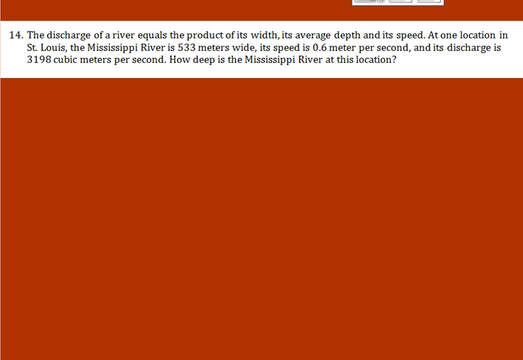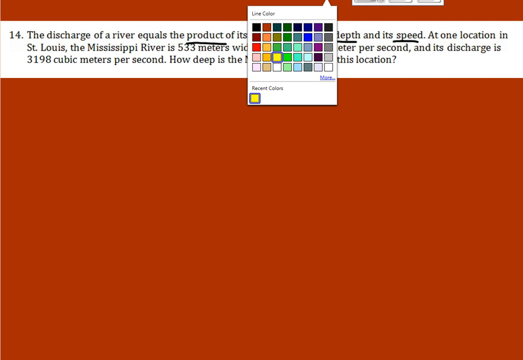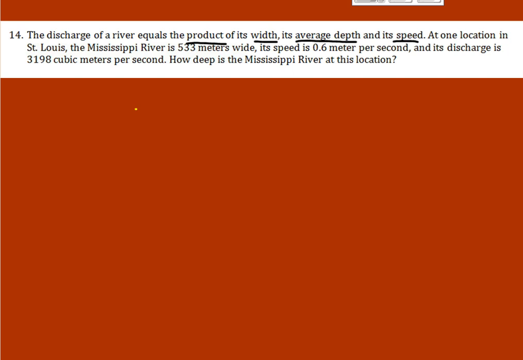So discharge of a Mississippi River is the product of its width, depth, and speed at one location. The Mississippi River is 533 meters wide. Speed is 0.6 meters per second. And its discharge is 3198 cubic meters per second.